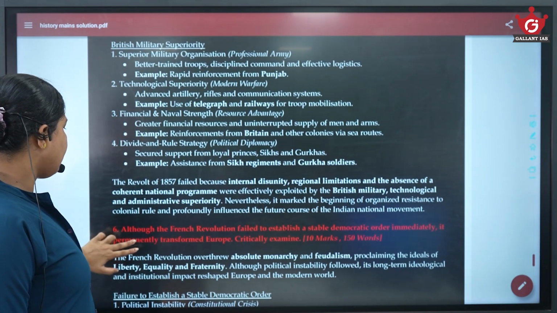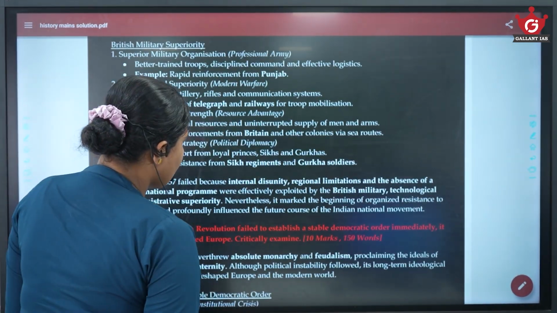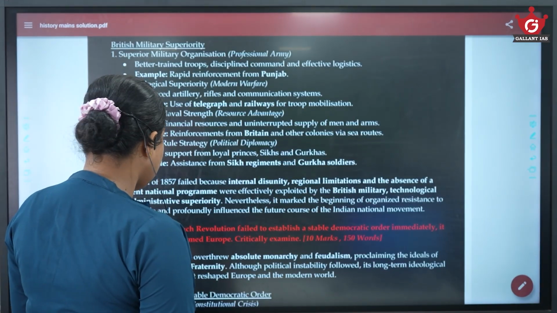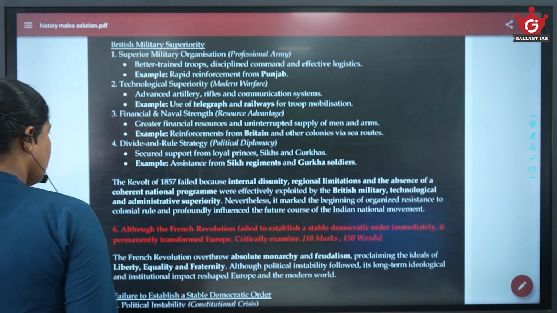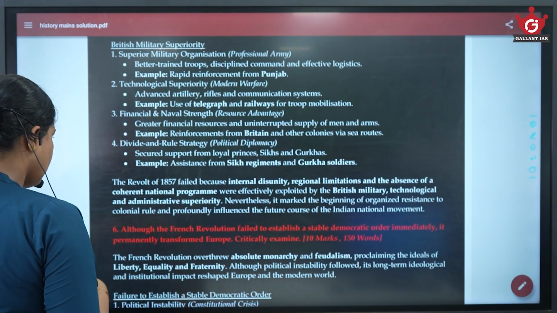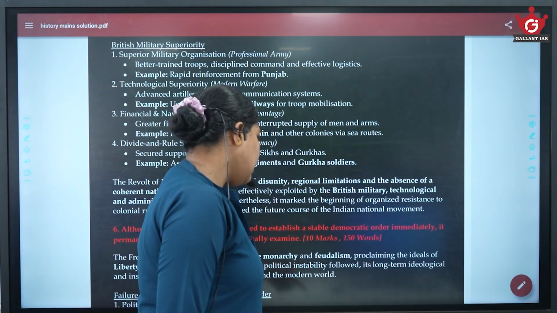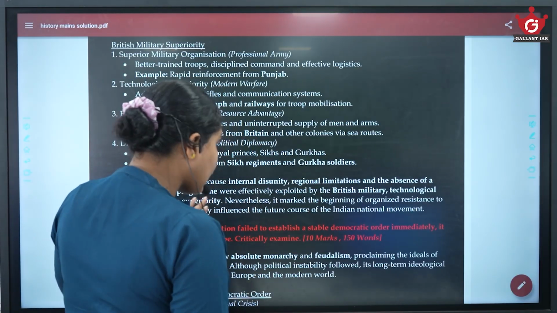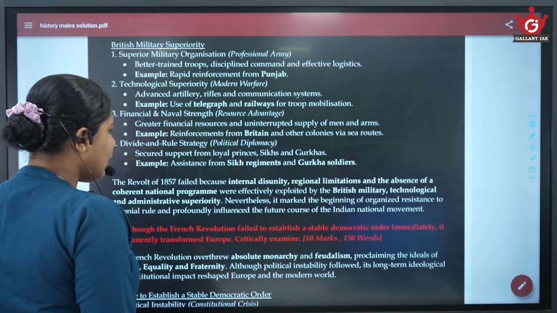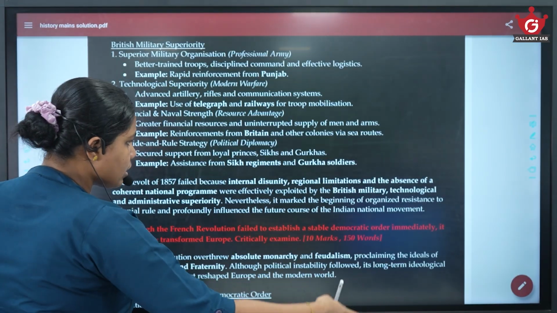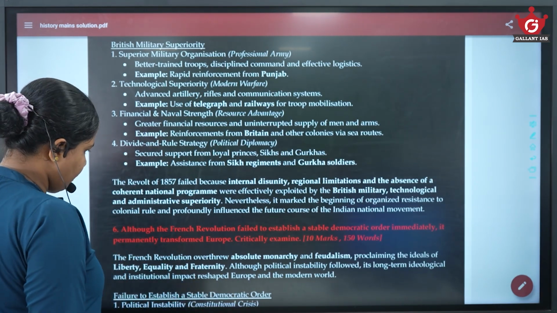Next question is again regarding the French Revolution. Although the French Revolution failed to establish a stable democratic order immediately, it permanently transformed Europe. Critically examine. It's a 10 marker, obviously 150 words, so you can give an introduction. The French Revolution overthrew absolute monarchy and feudalism, proclaiming the ideals of liberty, equality and fraternity. Although political instability followed, its long-term ideological and institutional impact reshaped Europe and the modern world.